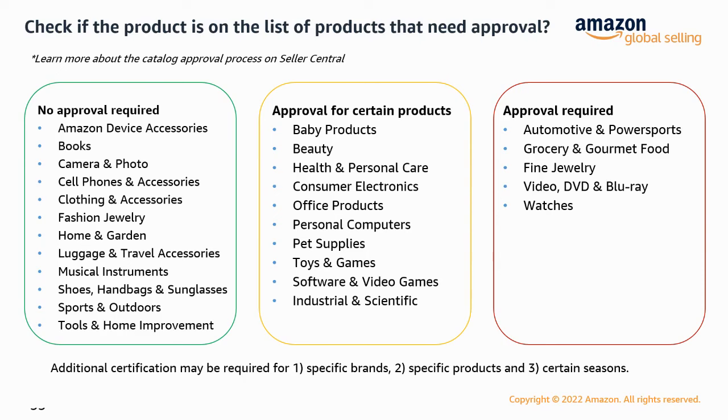So when you list your product, if the backend algorithm thinks that the specific product type category you choose requires approval, you will be notified. When you do your listing, under your account health you will be shown a sample warning that you need to get approval before your listing can be approved to show up in search. The last column is definitely approval required, things like jewelry, video, DVD, Blu-ray, all this.